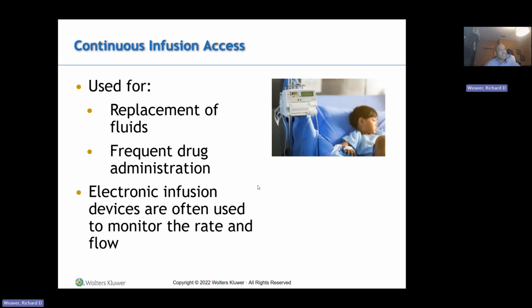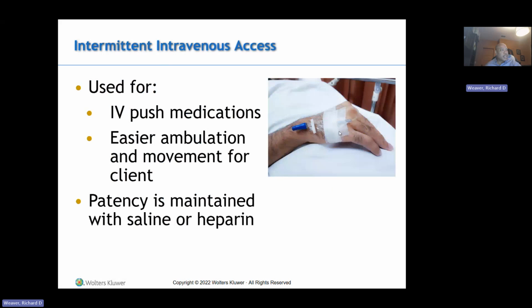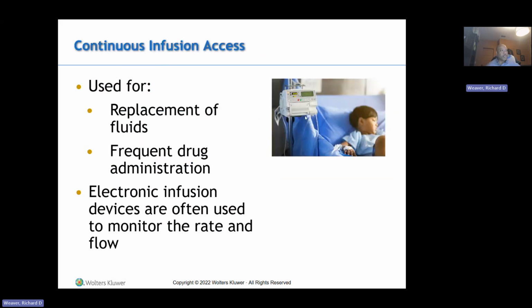All right, so as far as continuous infusion access, as you can see here, you see this IV tubing that is here. So just picture this IV access device here, but now we connected some tubing to it, and so that makes it more continuous. And as you all can see, the pump here is used for replacement of fluids. Sometimes a patient might be dehydrated. They may be NPO for a pretty good period of time, and so they need the IV fluid so that they won't experience fluid and electrolyte imbalance.